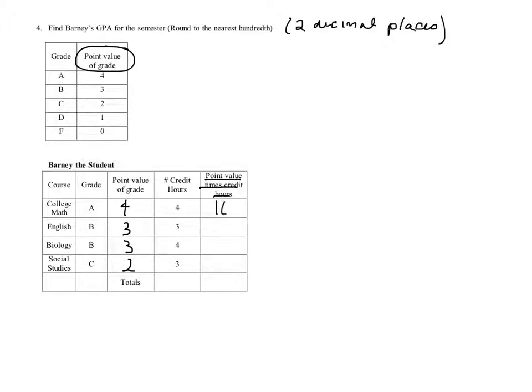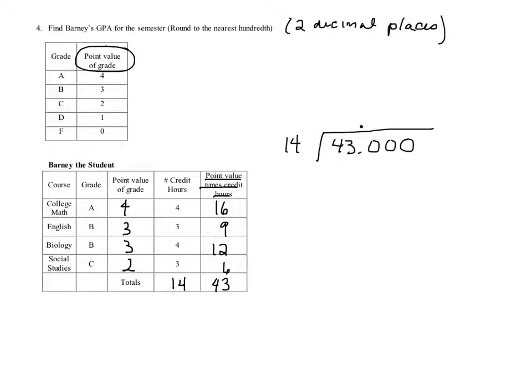So we're going to multiply these. We'll get 16, 9, 12, and 6. When I add those up, I get 43. When I add the credit hours up, 7 and 7 is 14. Then all I have to do is divide these: 14 into 43. We want to round to the nearest hundredth, which means I have to go out an extra place to the thousandths.